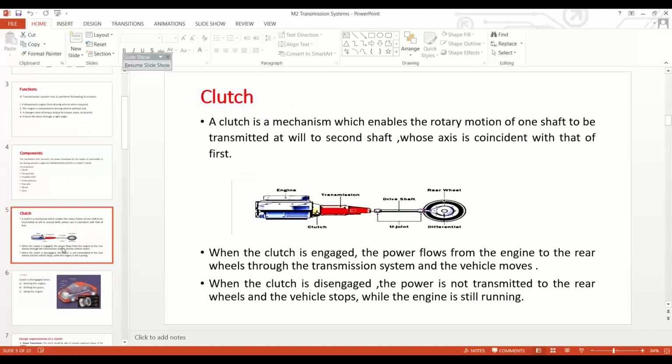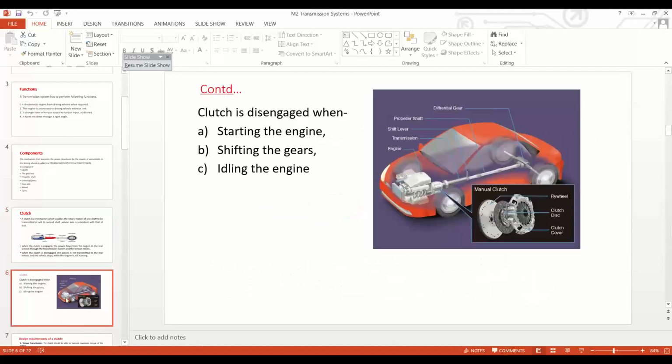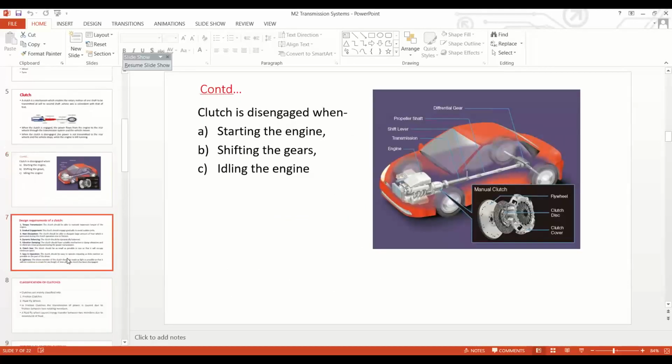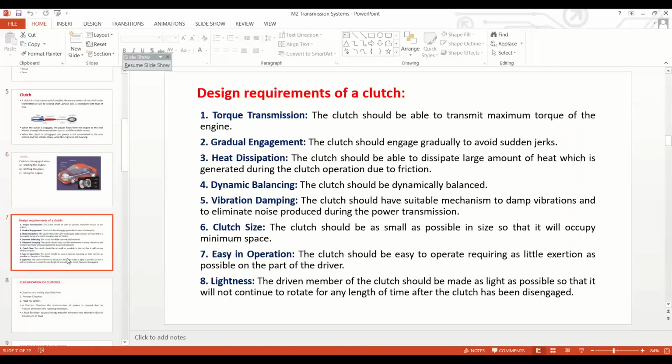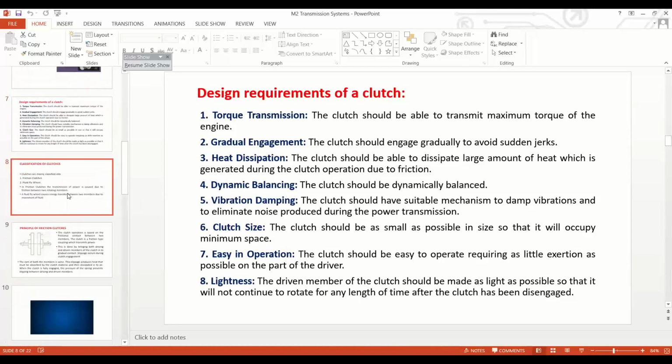So first we will start with the clutch. Yesterday we had discussed the functions of the clutch, and when the disengagement should actually take place. And what the design requirements of a clutch are: torque transmission, gradual engagement, heat dissipation, dynamic balancing, vibration damping, clutch size, and ease of operation and lightness. These points we had discussed yesterday.